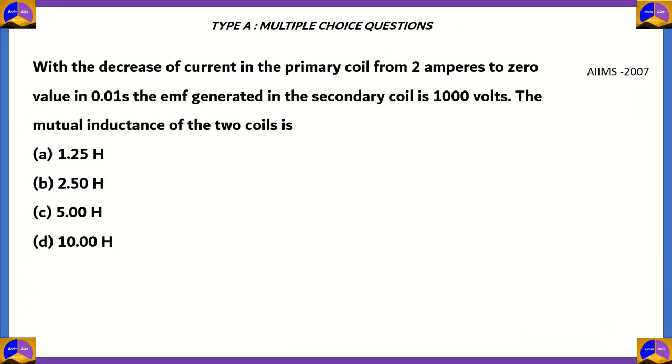Our final question for this episode. With the decrease of current in the primary coil from 2 amperes to 0, in 0.01 seconds, the EMF generated in the secondary coil is 1000 volts. Find the mutual inductance of the two coils.